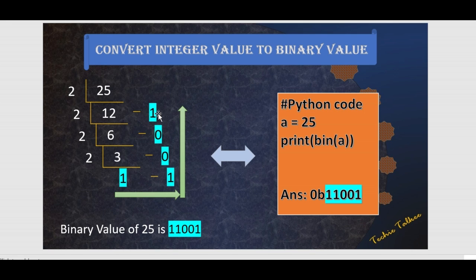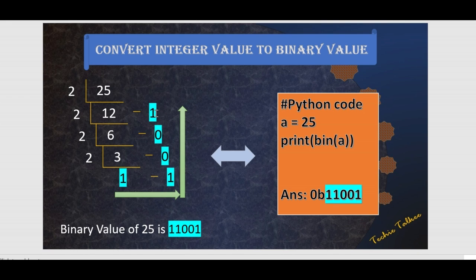So first we have got it in this order 1, 0, 0, 1, 1. And the way to convert it to a binary value is that we have to write it down in the reverse order. So I have to go from down. So the binary value of 25 is 1, 1, 0, 0, 1.